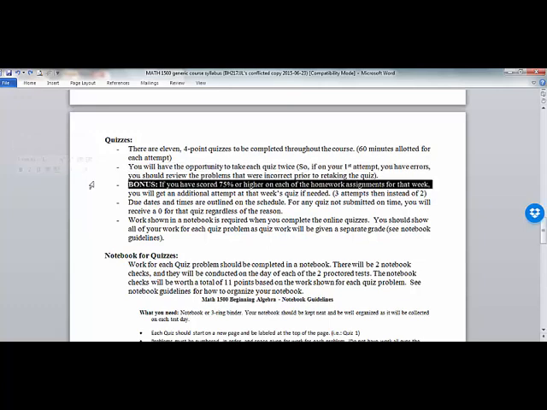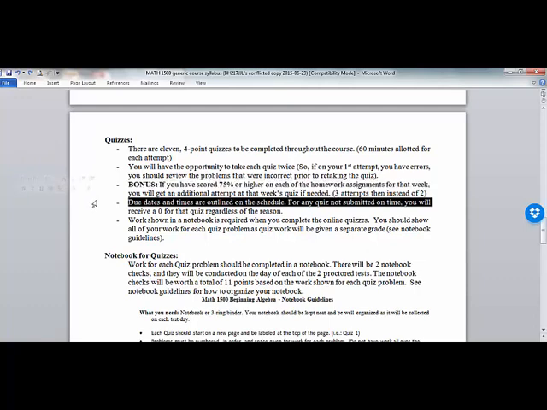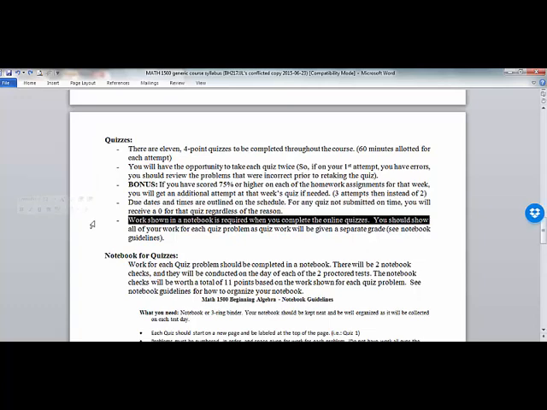There is a bonus: if you've scored 75% or higher on each of the homework assignments for that week, you will get an additional attempt at that week's quiz if needed. So you'll get 3 attempts instead of 2. Due dates and times are outlined on the schedule and in your weekly checklist. For any quiz not submitted on time, you will receive a grade of 0 for that quiz, regardless of the reason. Work shown in a notebook is required when you complete your online quizzes.